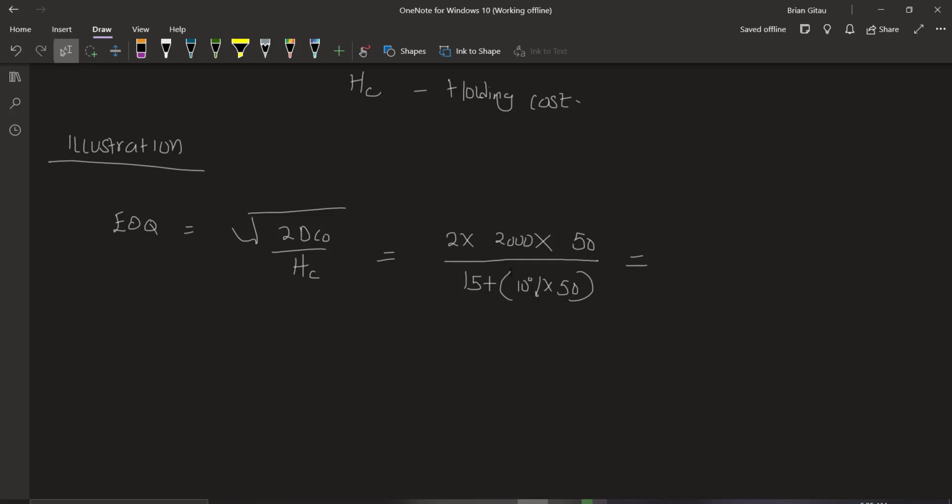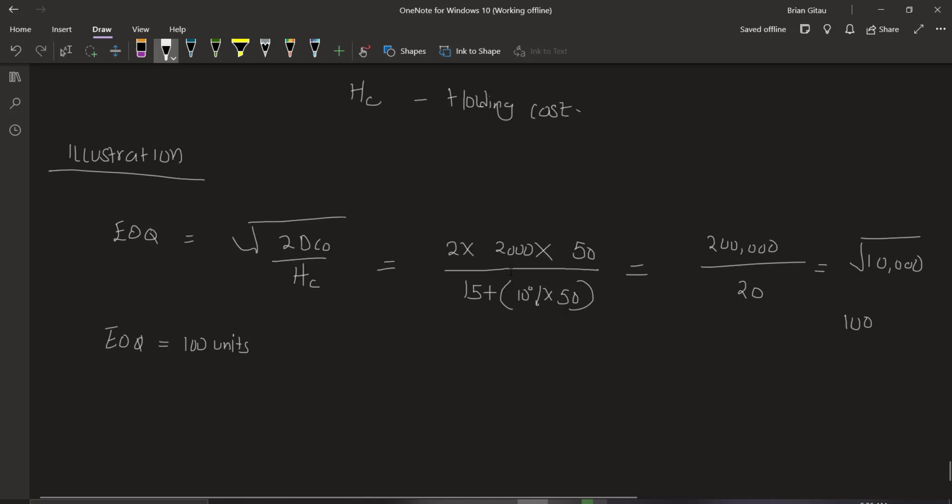So we have 2 times 2,000 times 50, which gives me 200,000, divided by 20, because this is 5 plus 15, 20. So this is 200,000 divided by 20, giving me 10,000. The square root of 10,000 is 100. So our EOQ, our economic order quantity, is 100 units. This is the number of units we will be ordering every time we place an order. That is the first part of the question.